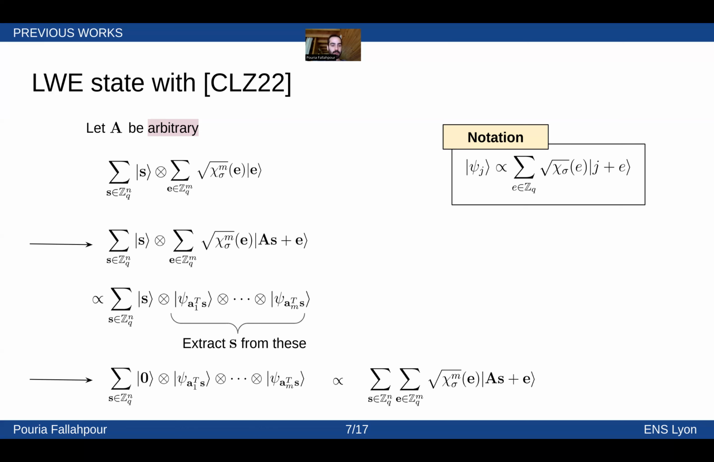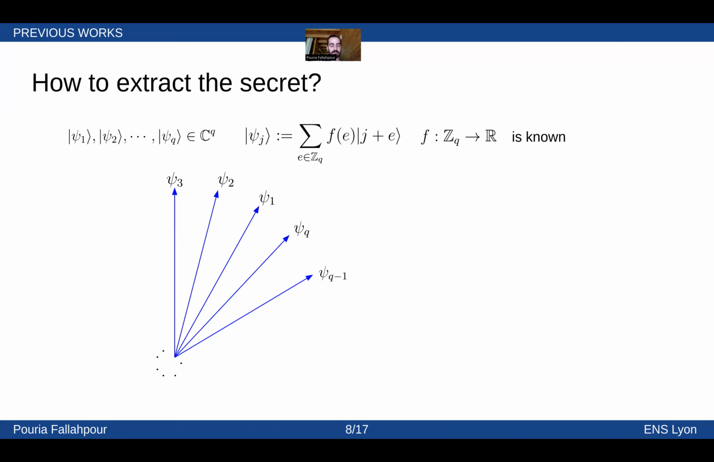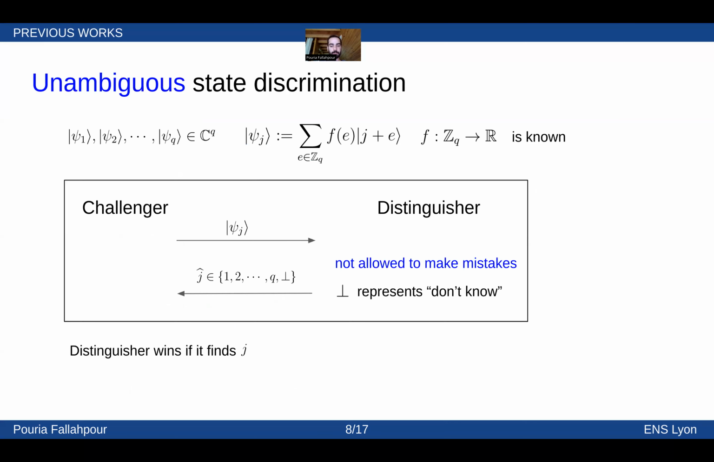And I'm going to explain how CLZ extracted this information. But before that, we observed that this is an instance of the so-called unambiguous state discrimination, in which we are given a bunch of states, let's say psi_1 to psi_q, which have a particular shape. They are translations of each other for some amplitude that is known. And then we are asked as a distinguisher to determine a state that is given to us.